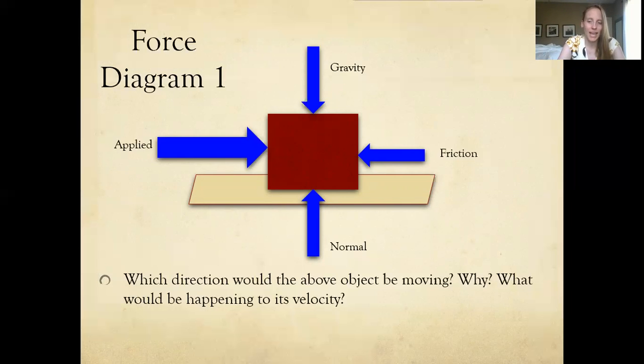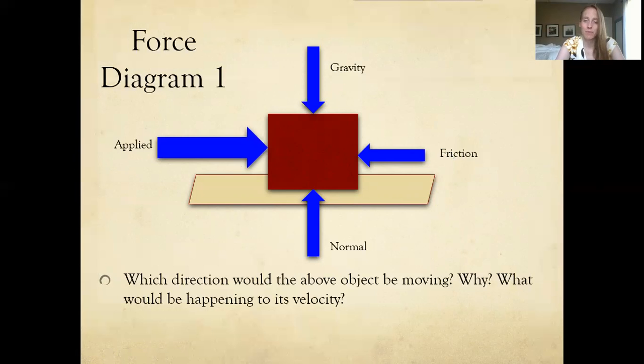So in this case, which direction would this object be moving? So pause, think about it for a second, then come back to the answer. Because the applied arrow is larger than the friction arrow, this object at this point would still be moving forwards. So it would be moving towards where the friction sign is.